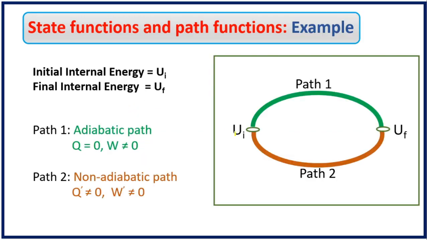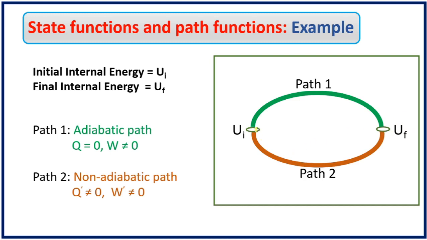Let us suppose here the system is present at the initial stage and its internal energy is Ui. So Ui is nothing but the initial internal energy of the system, and this system is undergoing some change in two paths. This is path 1. Along the path 1 it is undergoing change, and in the other way it is undergoing some change in path 2. So here the system is finally reaching the state UF, that is the final internal energy UF.